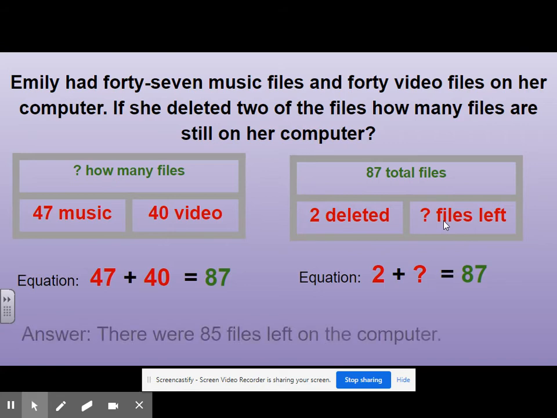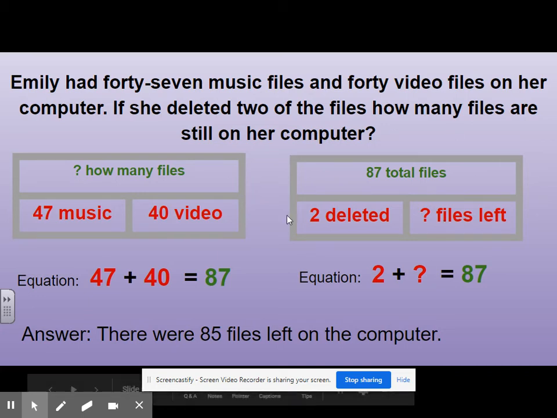And if we did that math, we would come up with 85. There were 85 files left on the computer. You can check yourself by plugging this 85 into the question mark to see if it makes sense. 2 plus 85 does equal 87.